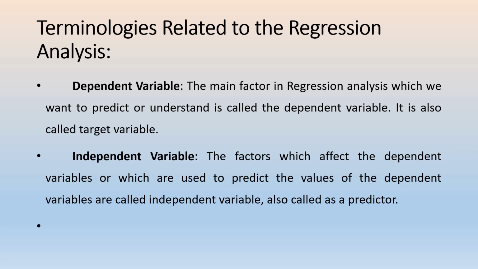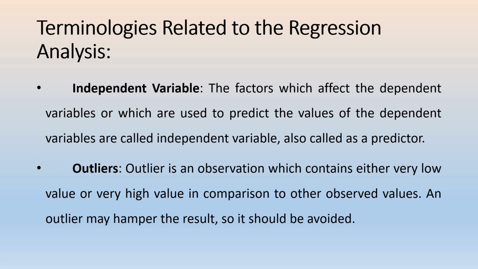And what are independent variables? The factors that affect the dependent variable, which are used to predict the values of the dependent variable, are called independent variables or predictors. So the target is different, the predictor is different. The target always lies at the end of the data set, whereas the set of independent variables are called the predictor variables. Okay, the next one is outlier.